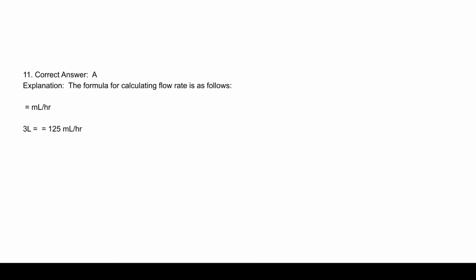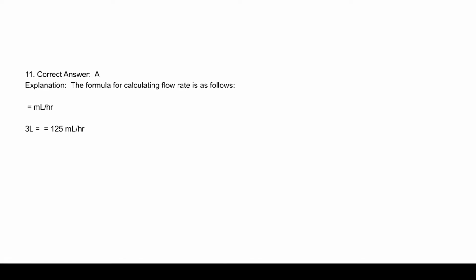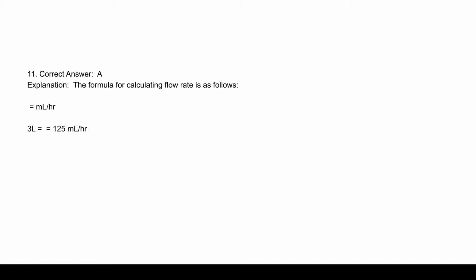Correct answer, A. Explanation. The formula for calculating flow rate is as follows. Volume divided by time equals mL/hr. 3 L over 24 hours equals 125 milliliters per hour.